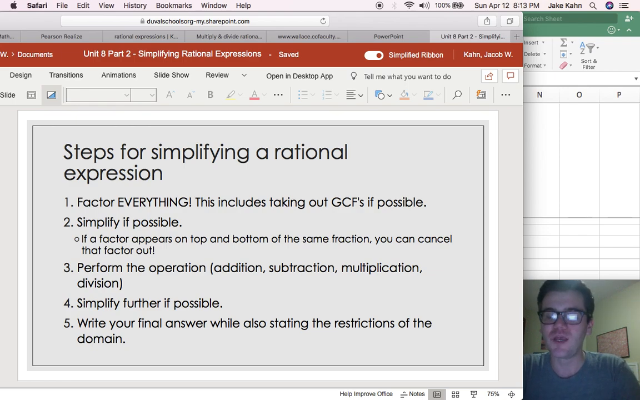Simplify if possible. What you're going to see, and you saw this already last week when we were finding points of discontinuity, is sometimes you get the same factor on the top as you do on the bottom of the fraction, and then you can just cancel it out. That's what we're focusing on, is canceling out factors that appear on top and bottom. Then you're going to perform the operation. So if you are adding, you add the fractions. If you subtract them, and so on. And then simplify further if possible and write your final answer while also stating the restrictions of the domain. We'll talk more about that in a little bit.